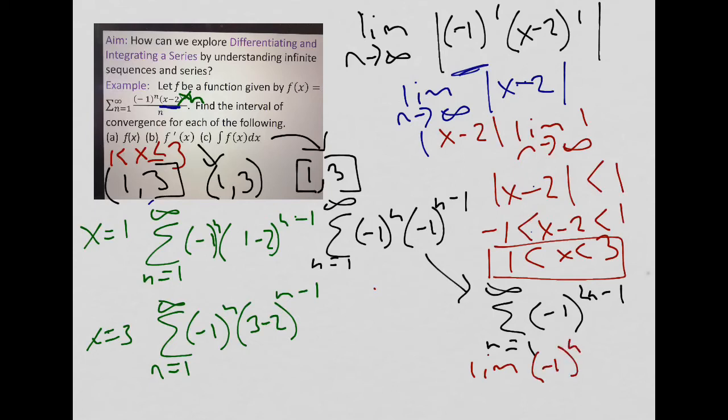Well, that's a 2n minus 1. If we plug in larger and larger values for n, it doesn't matter what they are, whether it be 100 or 101 or whatever that may be, your answer is going to be -1. And since this is not 0, this is going to diverge.